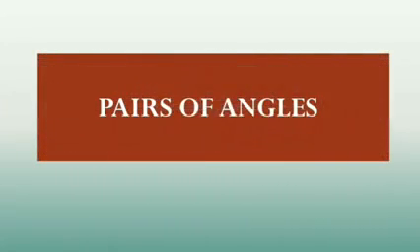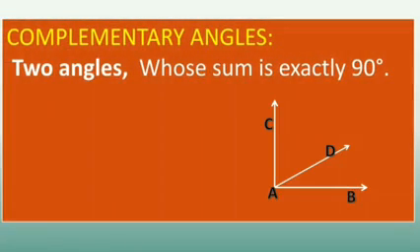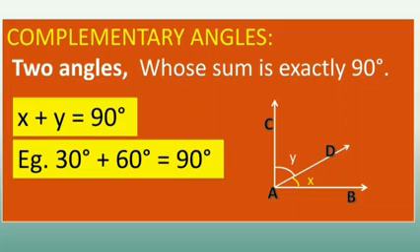Now we will move on to pairs of angles. The first one is complementary angles. Two angles, the sum of whose measures is 90 degrees, are called complementary angles. You can see the picture. You have angle X and angle Y. When you add these two angles, you should get 90 degrees. Then it is called complementary angles. For example, 30 degrees plus 60 degrees is equal to 90 degrees. When you get the sum as 90 degrees, then the angles are said to be complementary angles.